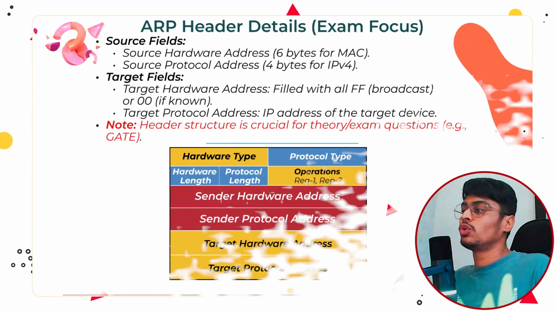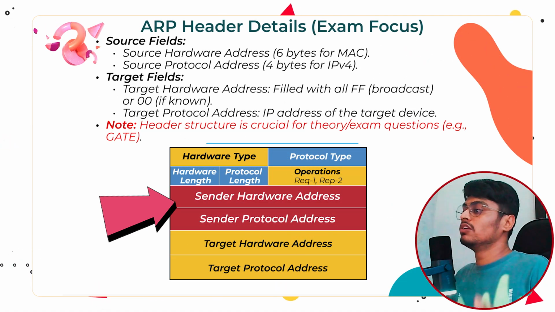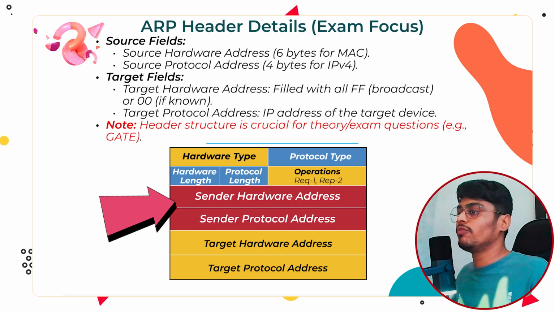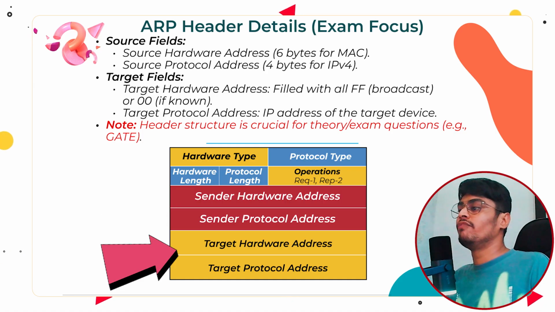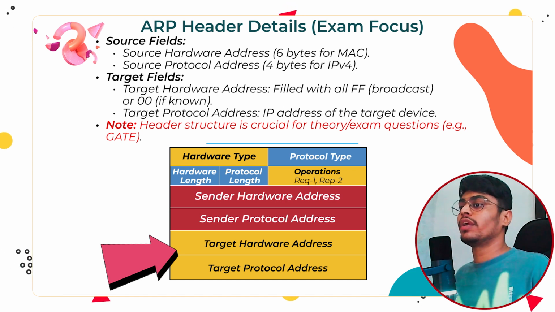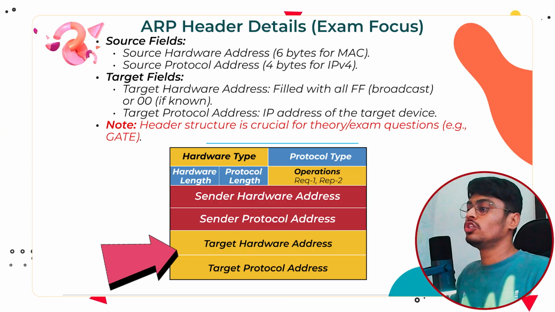Then the same story: source will enter its hardware address, the Ethernet address of 6 bytes. Source will enter its IP address, in case of IPv4 of 4 bytes, meaning 32 bits. Now in the target field, we don't know the target hardware address, so we will enter all F, 12 F's here, the broadcast address. So this is the whole story of ARP.